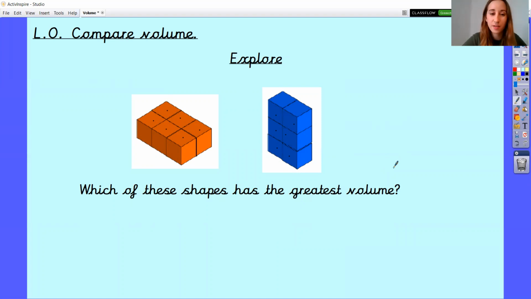Well, I think those shapes have the same volume. I'm going to draw a little equal sign in between them. These shapes have the same volume. They both have a volume of 6 cubes.